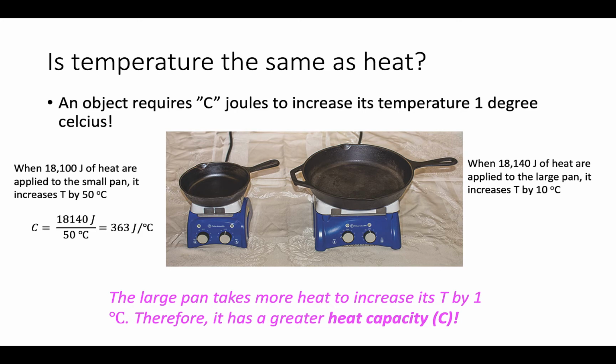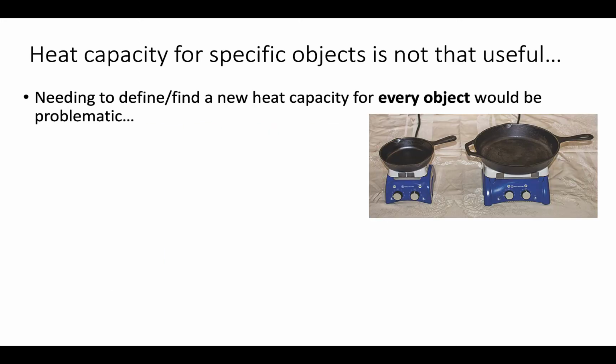And now let's take a look at the large pan, and we say, well, if we put in that same amount of heat, it increases by 10 degrees Celsius. And therefore, the heat capacity is going to be 1,814 joules per degree Celsius. Just take the amount of heat, divide by the change in temperature, and now we have this larger heat capacity for the larger pan. Right? Larger objects have larger heat capacities. But the challenge is that we don't really want to find a new heat capacity for every single object.